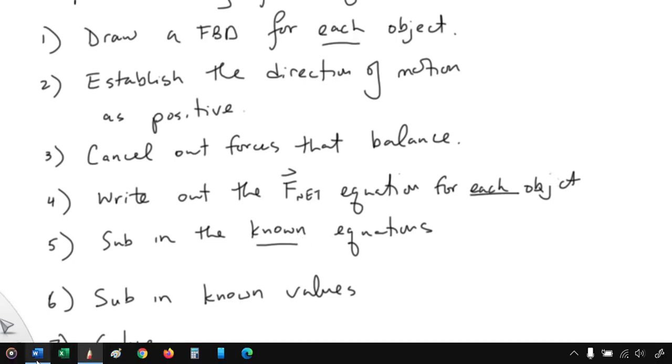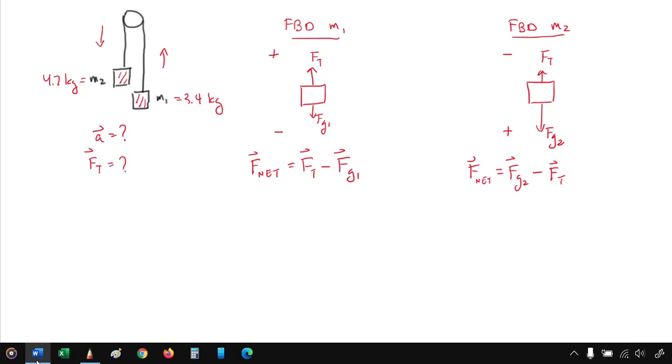So what equations do we know? Well, I know F-net is equal to MA, so I write MA, but I have to be careful because this is M1A equals Ft minus, my equation for gravity is M1G. For M2, it would be M2A equals M2G minus Ft. I don't have an equation for force of tension. We've never learned an equation for force of tension. So this is all we've got.